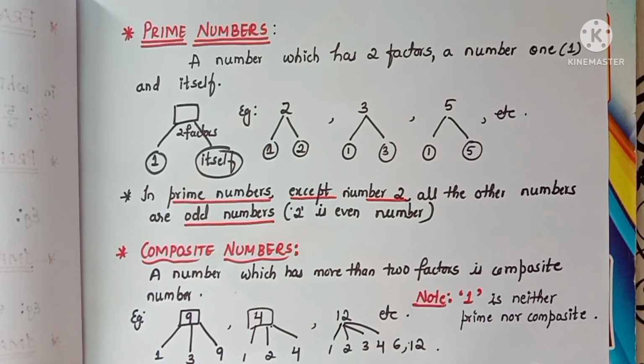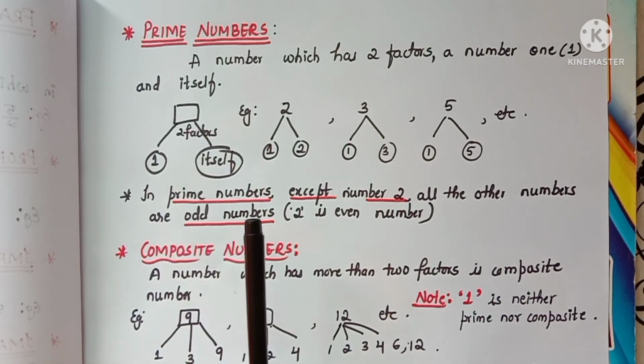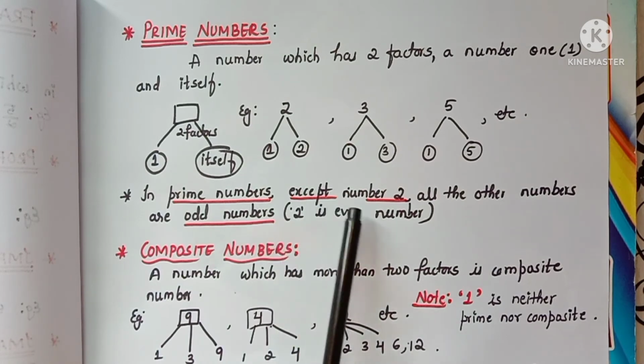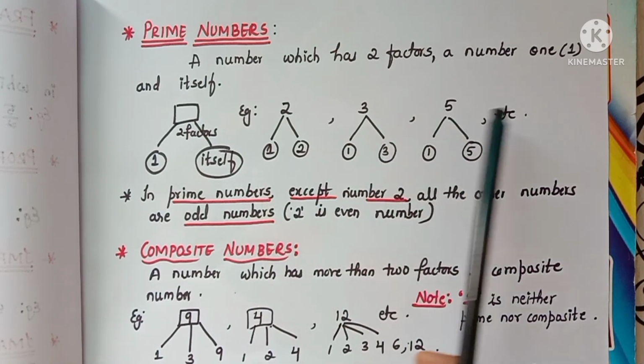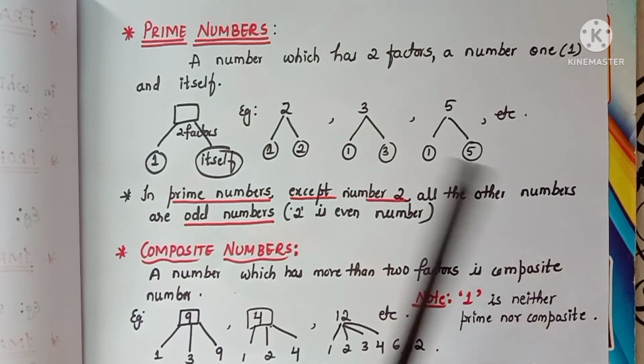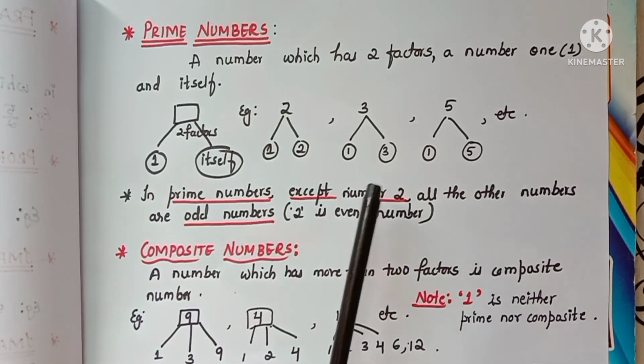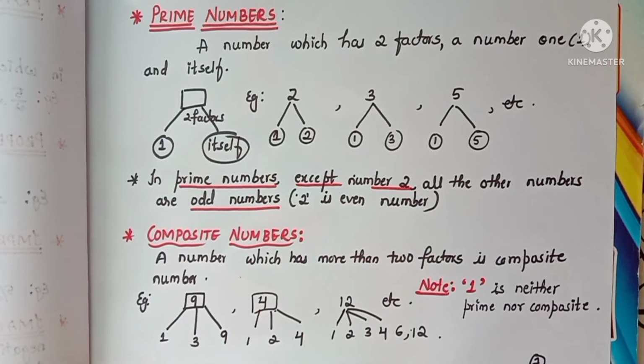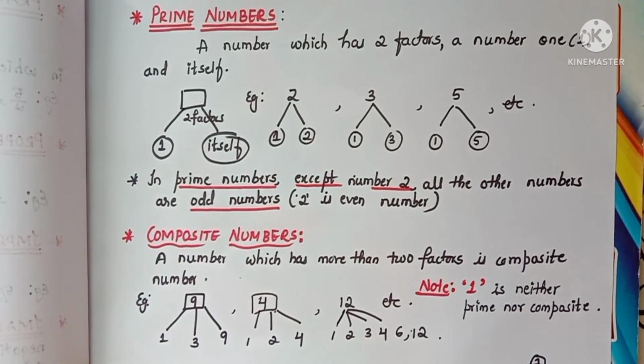Okay. In prime numbers, except number 2, all the other numbers are odd numbers, because 2 is what? Even number, and the other numbers will be what? Odd numbers. Remember that in prime numbers, except the number 2, all the numbers will be what? Odd numbers. Let us see what are composite numbers. A number which has more than two factors is what? Composite number.